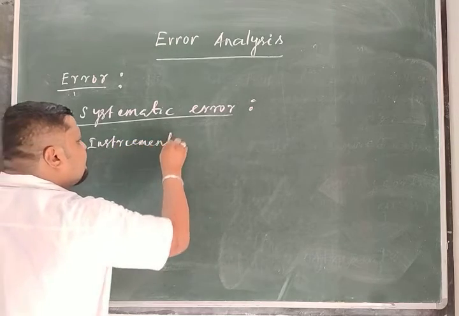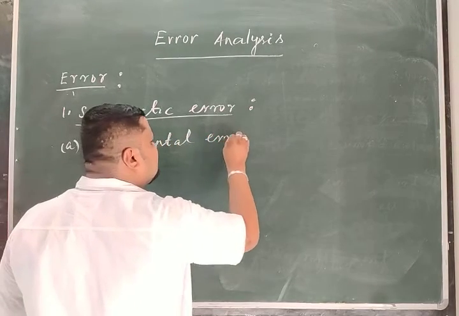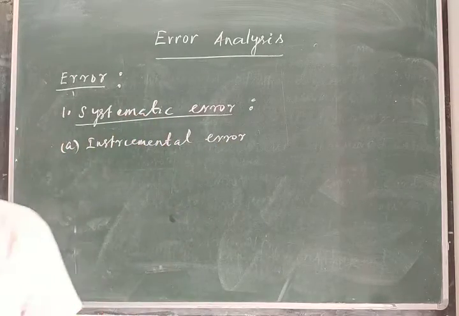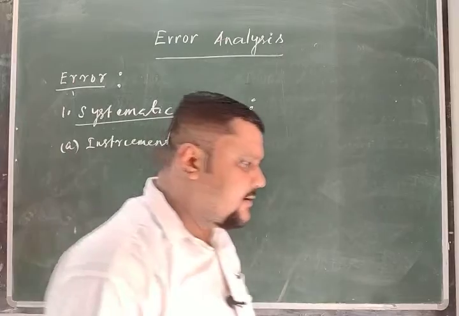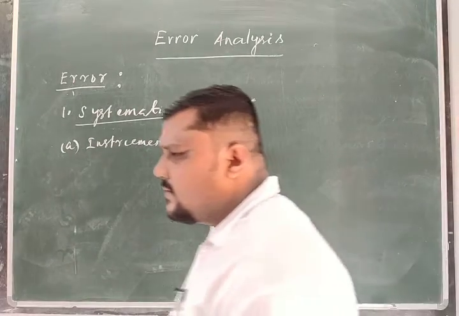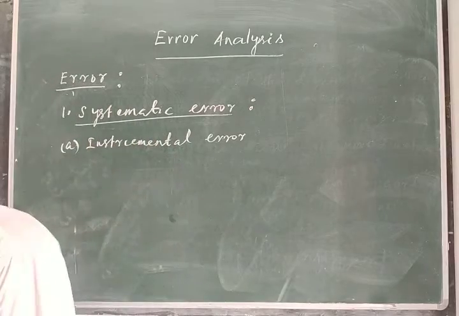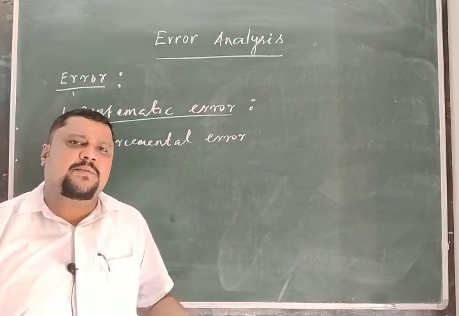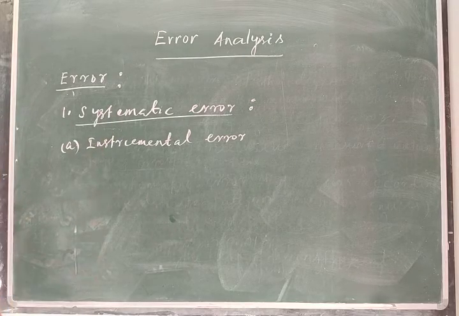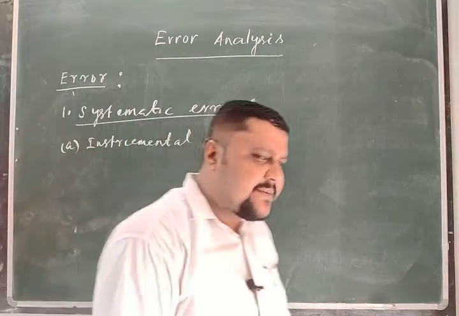Instrumental error. What does this mean? This error is because of using a faulty instrument. I am using an instrument to measure, and the instrument is faulty, so the error will be there. This comes under the systematic error.